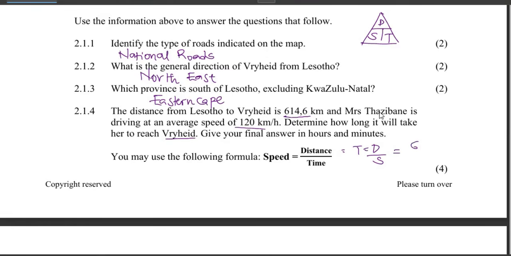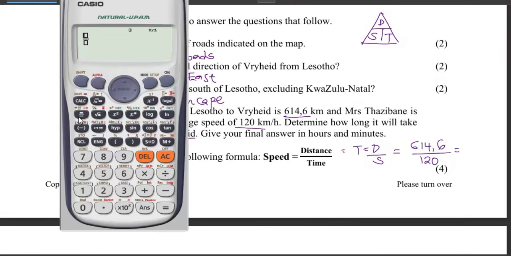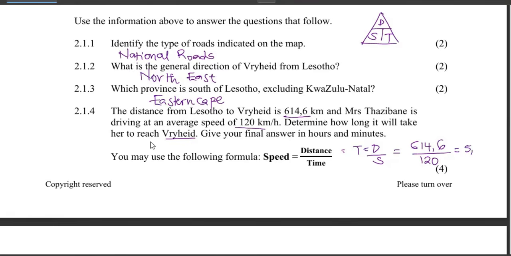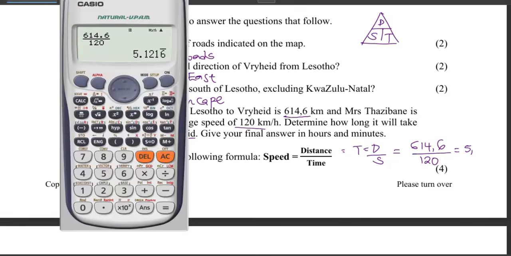Then I substitute in the distance and divide it by 120. Let me show you how we do it on the calculator. Distance, which is 614.6, divided by 120. This is the answer I get, 5.12.